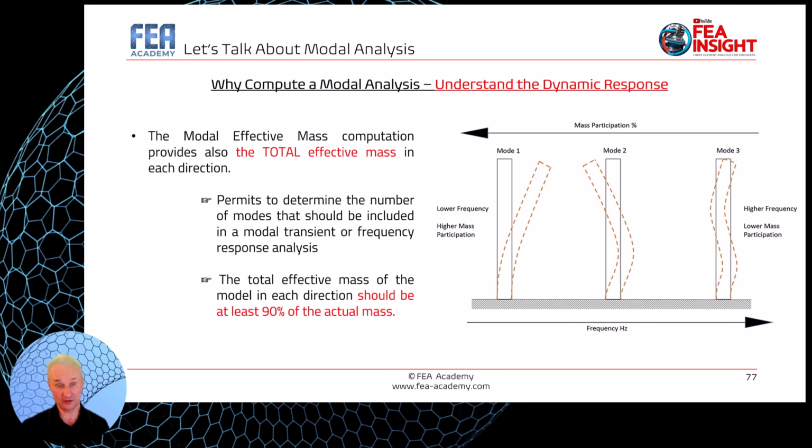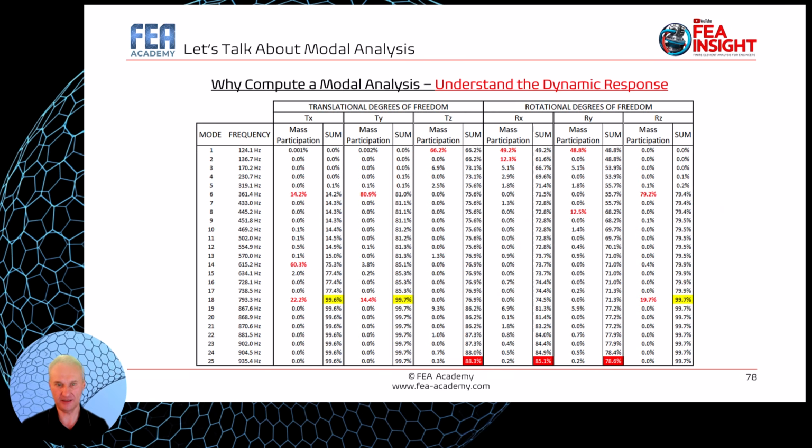Okay, so when you do the simple normal mode analysis, you can ask the solver to compute for you the total effective mass, and you obtain this kind of table. Here in this example, I ran a simulation and asked the solver for the modal mass fraction, using a normal mode solver. I extracted 25 modes using the Lanczos method, and I built this table. The total effective mass of the model in each direction should be at least 90% of the actual mass.